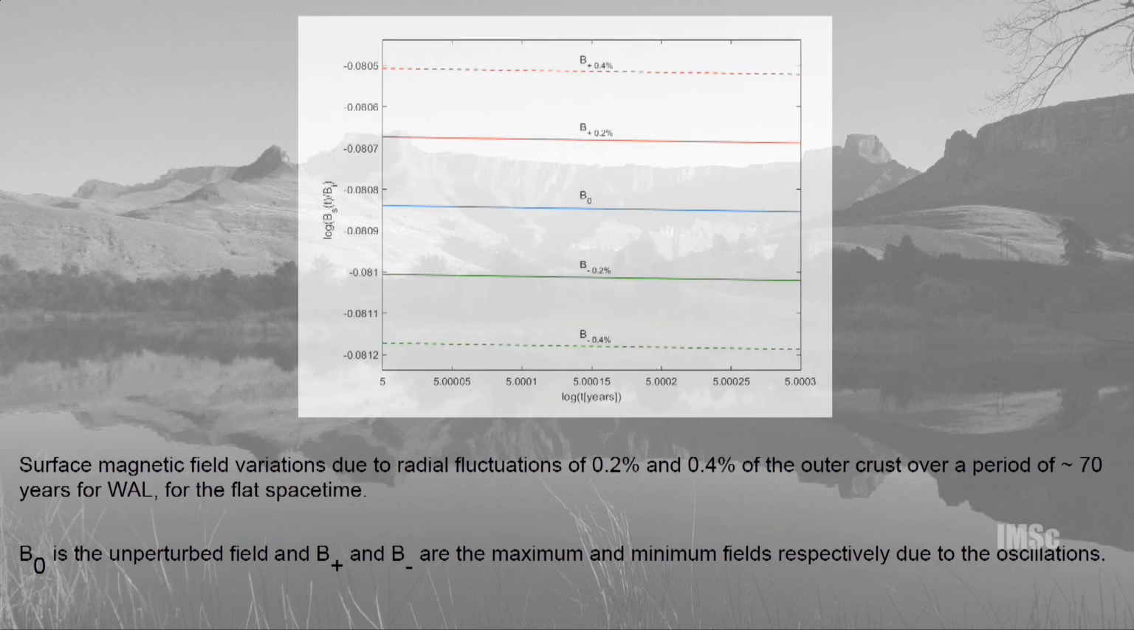So here we see the pulsations, how much the field changes at maximum for a 2% change and a 4% change of the outer crust: a 0.2% and a 0.4% change, which corresponds to only a meter fluctuation and a 2 meter fluctuation in terms of the real numbers.